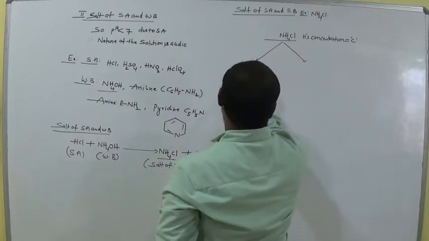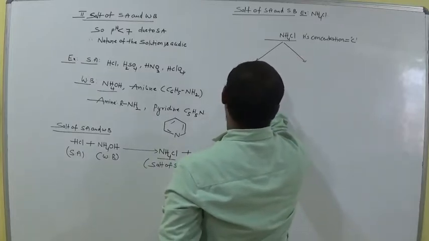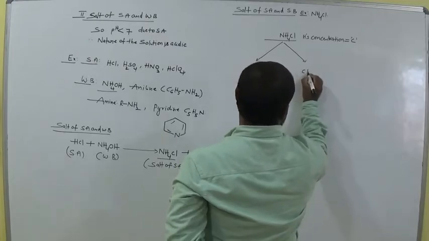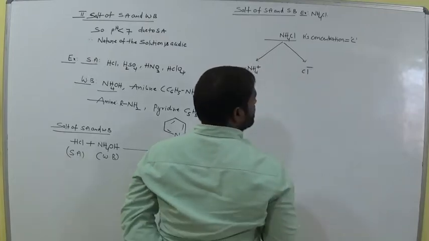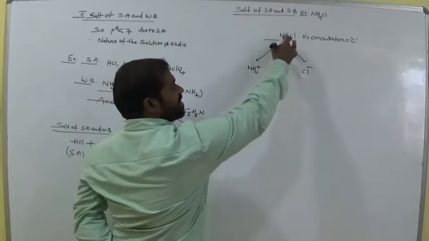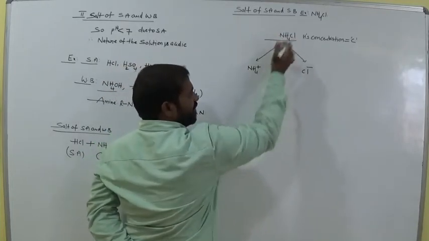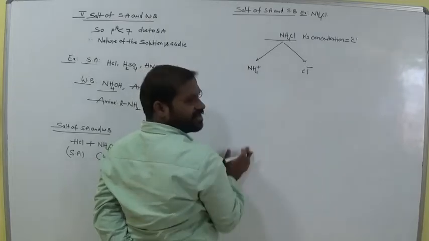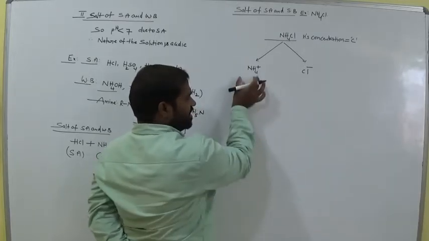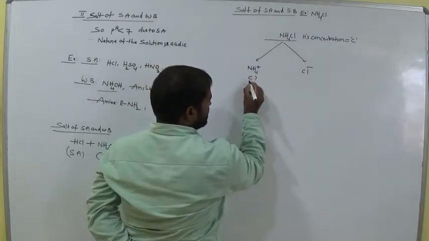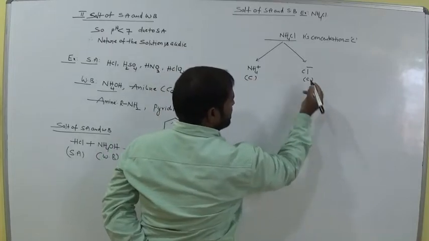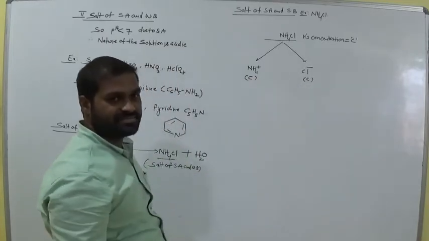One is the cation, that is the ammonium ion. Another one is the chloride ion. Am I right? So the initial concentration of ammonium chloride is C. Now it splits as NH4 plus and Cl minus. Its concentration is also C and its concentration is also C.